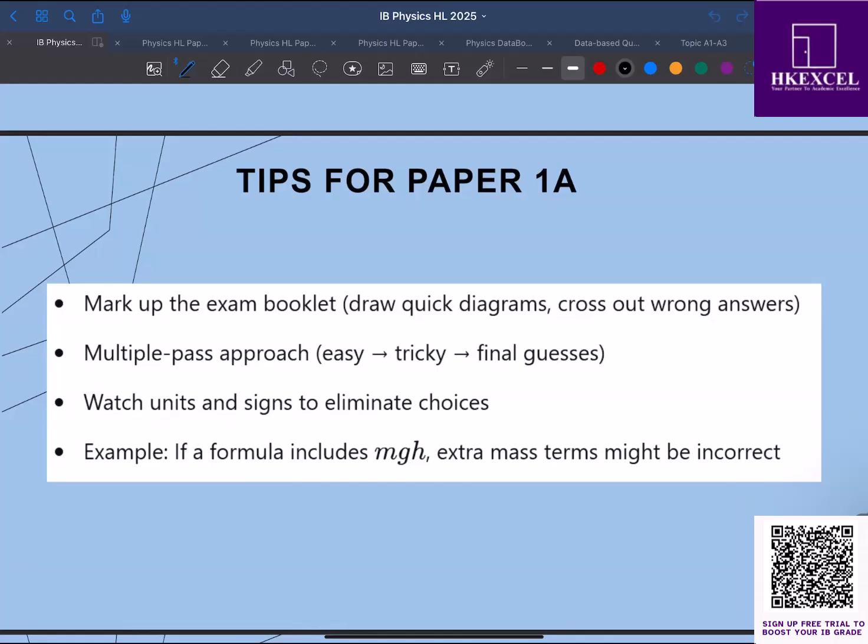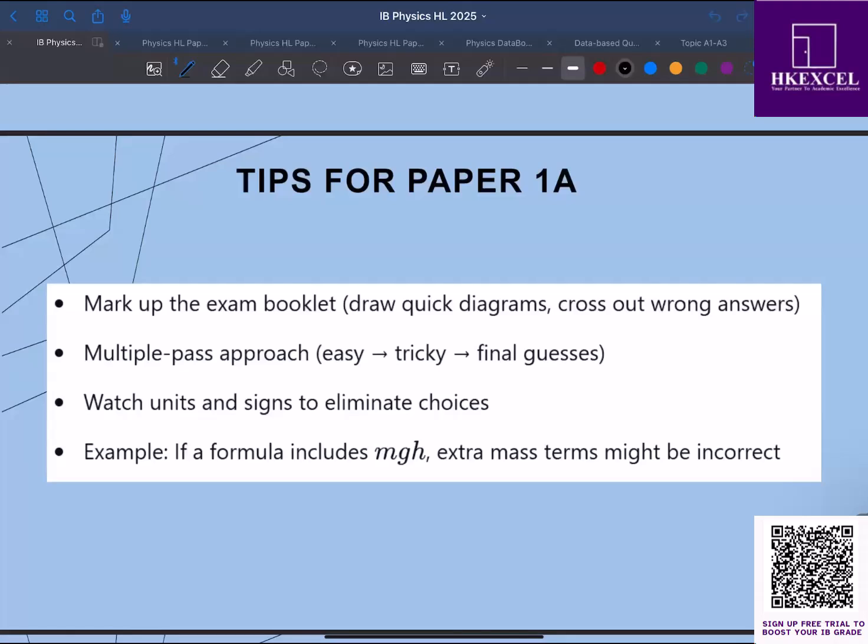So tip number 3 is unit and logic checks. Let's say a question references gravitational potential energy, that is mgh, but you see an answer choice with an extra m in the denominator. Now, obviously, that is suspicious, so you can easily eliminate it. Okay? And watch for directionality. For example, constant velocity implies net force is 0. So answers suggesting an unbalanced force are likely incorrect. Okay, so you have to focus on the questions.